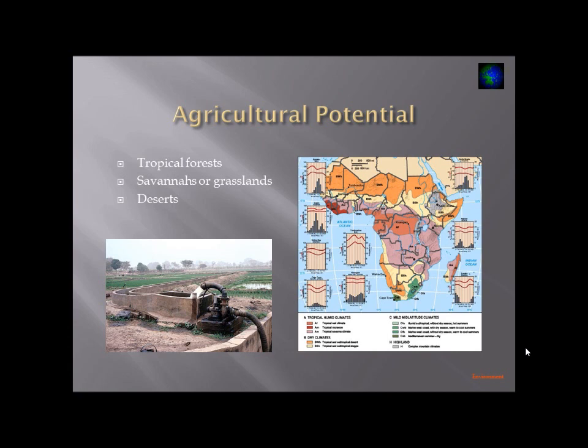Agricultural potential. We would look at the landscape in terms of agricultural potential. Tropical forests, for example, have poor soils, the poorest soils on the planet, and would have less agricultural potential. Savannas or grasslands are better for agriculture, and of course, deserts are deserts. The map to the right is a map that shows climate areas or regions, and then average rainfall and average temperature for the 12 months of the year in the little insets.